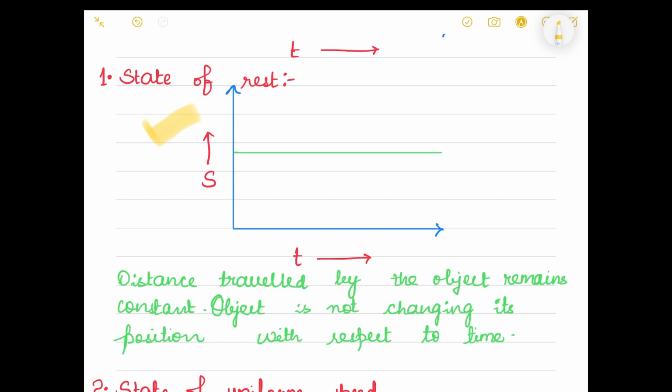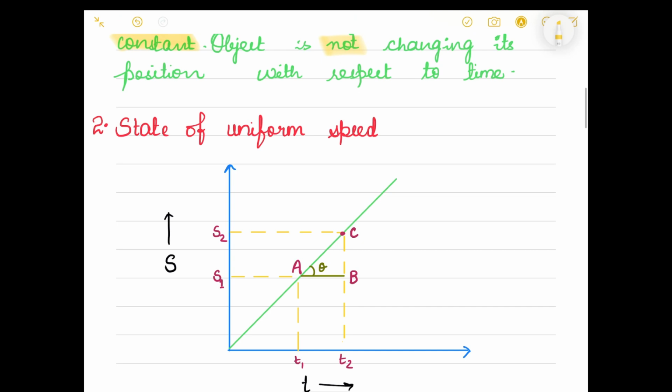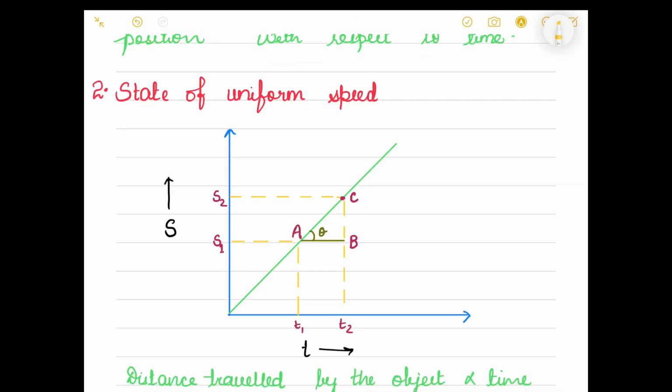The distance travelled by the object remains constant and the object is not changing its position with respect to time. Thus, this graph represents an object not changing its position with time, that is, an object at rest. Next, for the state of uniform speed, the distance time graph will be this. In the distance time graph represented, the distance travelled by the body or the object is directly proportional to time. Thus, the graph represents the state of uniform speed.